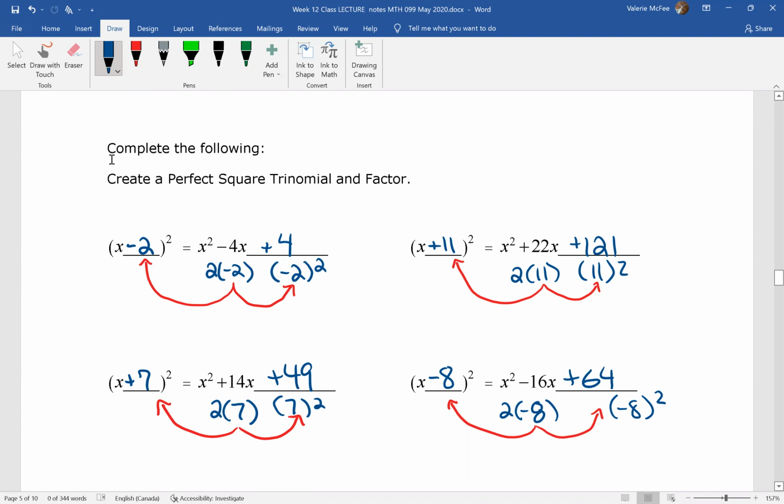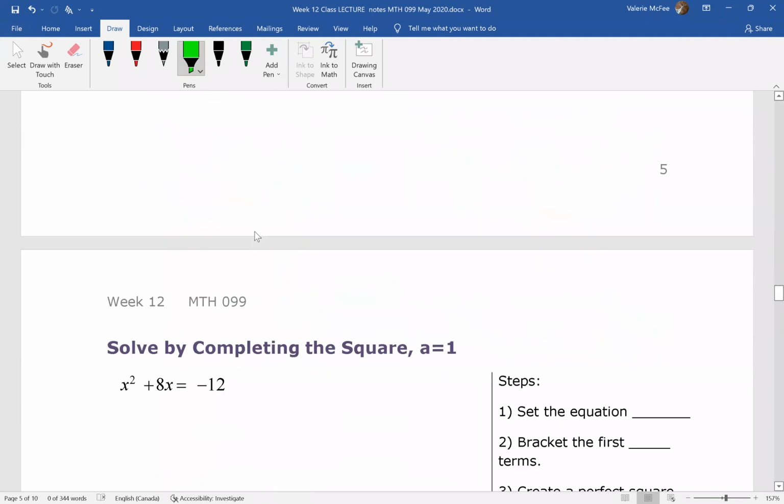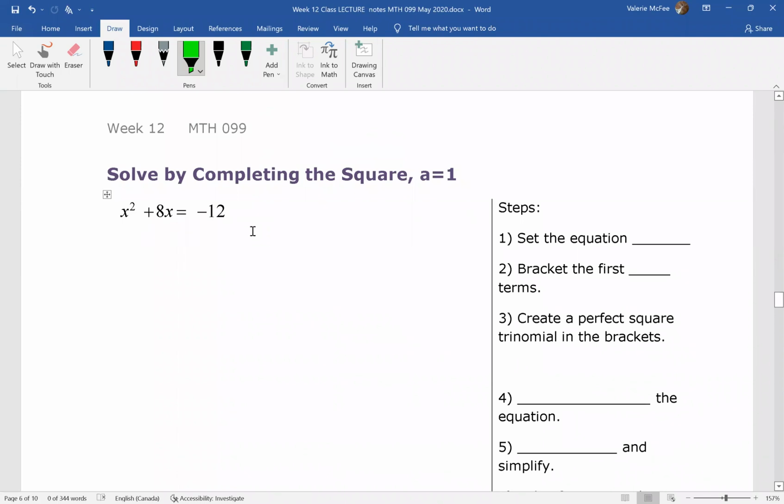Make sure you understand what we were doing here when we were creating a perfect square trinomial so that you're ready to look at the next method to solve by completing the square.